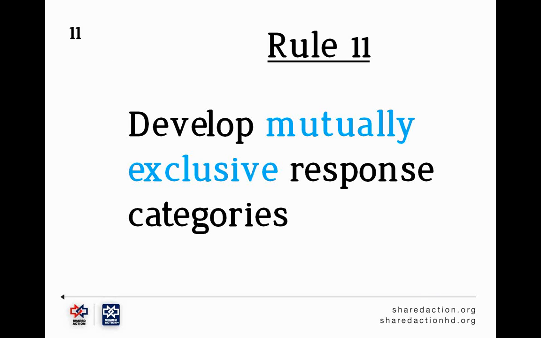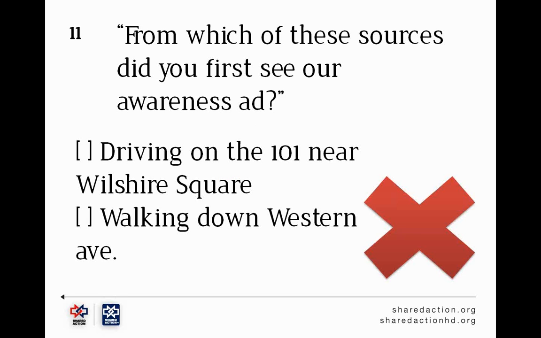So rule 11, develop mutually exclusive response categories. This is much easier illustrated in an example than just talking about it. From which of these sources do you first see our awareness ad? We want to see if they've actually seen our billboards or our banners. Were you driving on the 101 or were you walking down the street? But what if I was driving down that street? Or what if I was walking by a bridge on the 101 and I saw your ad? They don't have a response. And especially if you're requiring everyone to check everything in your survey, if this is an online survey, or if it's not, they may just check one of these at random and say, yeah, this kind of agrees with me the most.